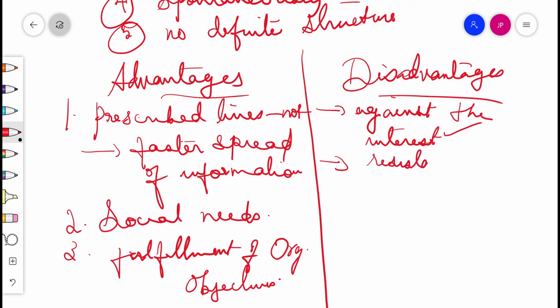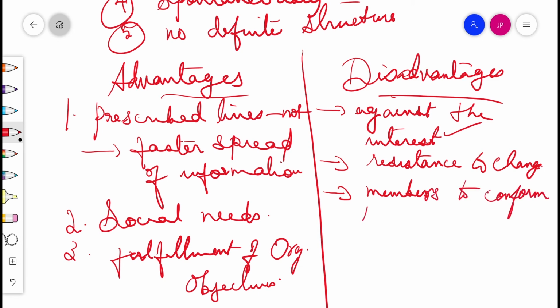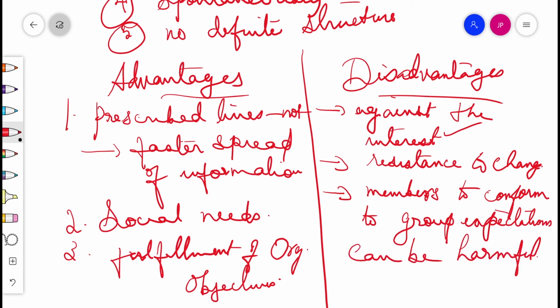Thirdly, it pressurizes members to conform to group expectations. This can be harmful to the organization if the norms set by the group are against organizational interest. Informal organization cannot be altogether eliminated.